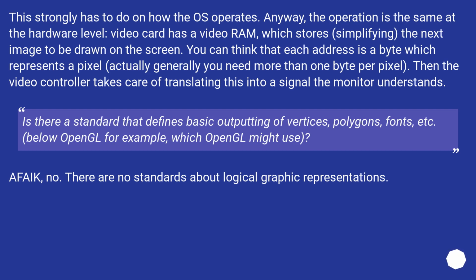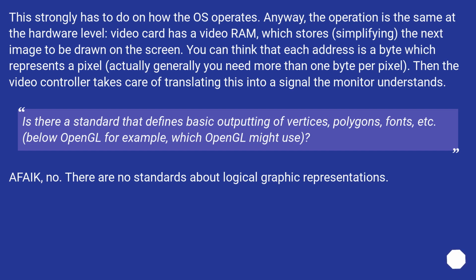This strongly has to do with how the OS operates. Anyway, the operation is the same at the hardware level. A video card has a video RAM, which stores, simplifying, the next image to be drawn on the screen. You can think that each address is a byte which represents a pixel. Actually, generally you need more than 1 byte per pixel. Then the video controller takes care of translating this into a signal the monitor understands.